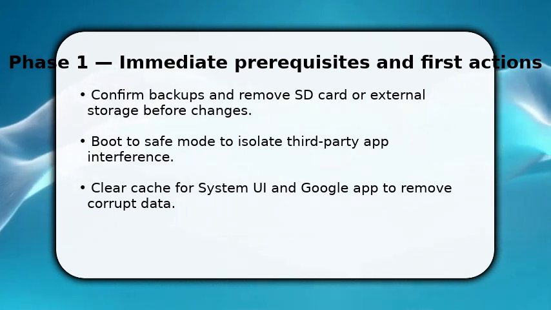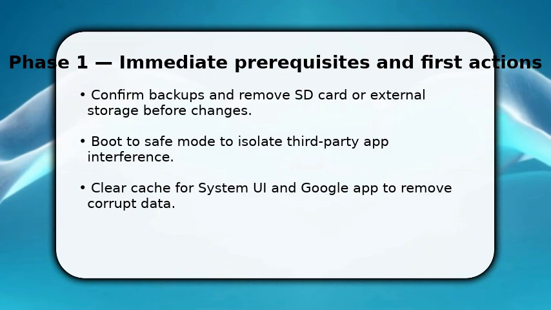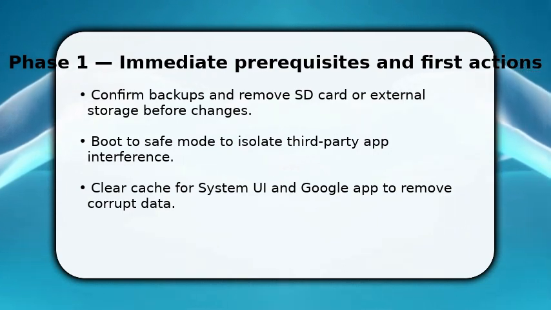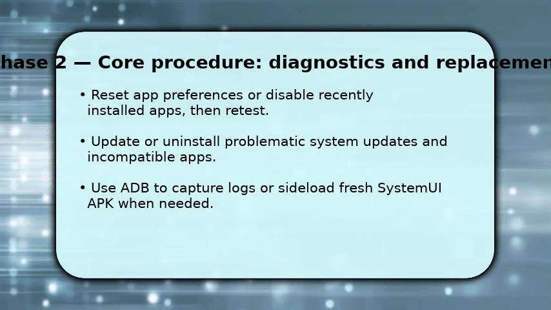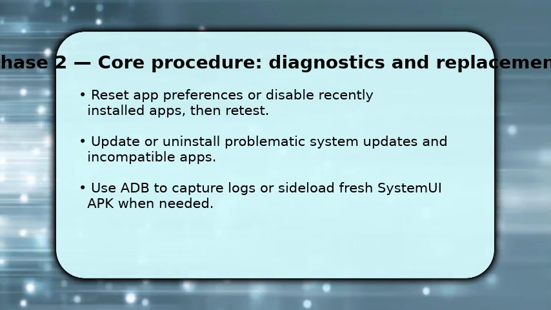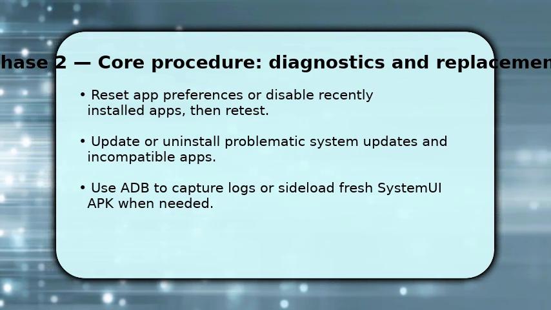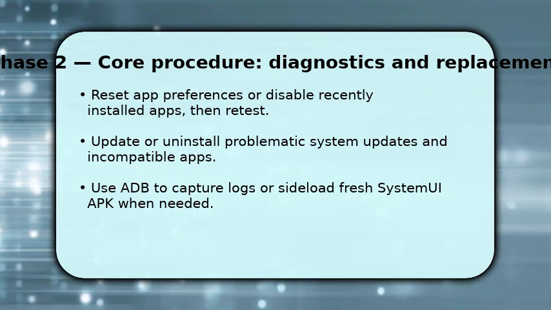You should continue by resetting app preferences to restore default handlers and disabled components. This fixes misrouted intents. If the issue started after an update, uninstall the latest system app update or remove the offending app, and always make sure to reboot between attempts.